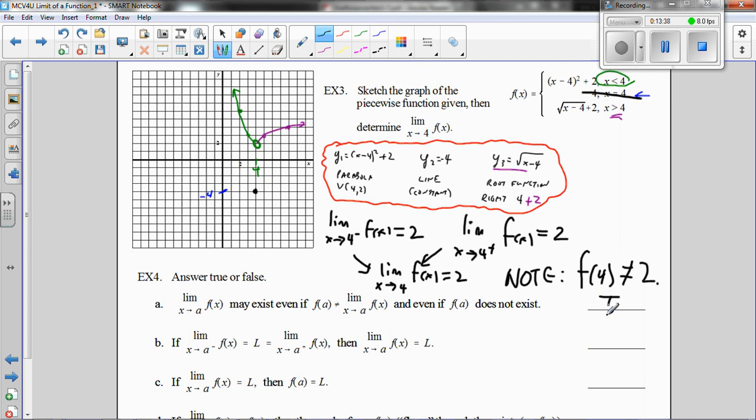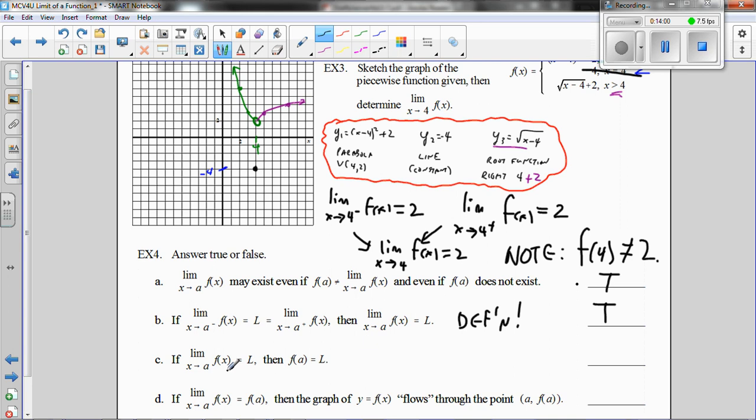So this is 2. So if the left-hand limit is equal to L and the right-hand limit is equal to L, then the limit as x tends to a of f at x equals L. That is true. That's actually the definition of the limit, of course. What about this one? The limit as x approaches a of f at x equals L, then f at a equals L. So if the limit exists and equals L, that means the function value there must be equal to L.